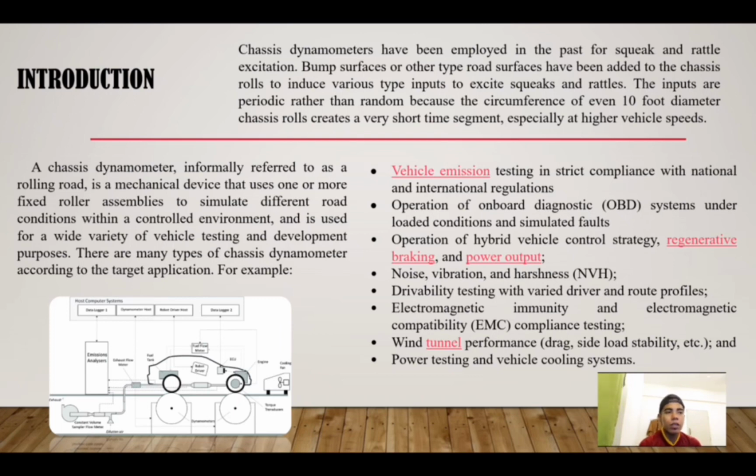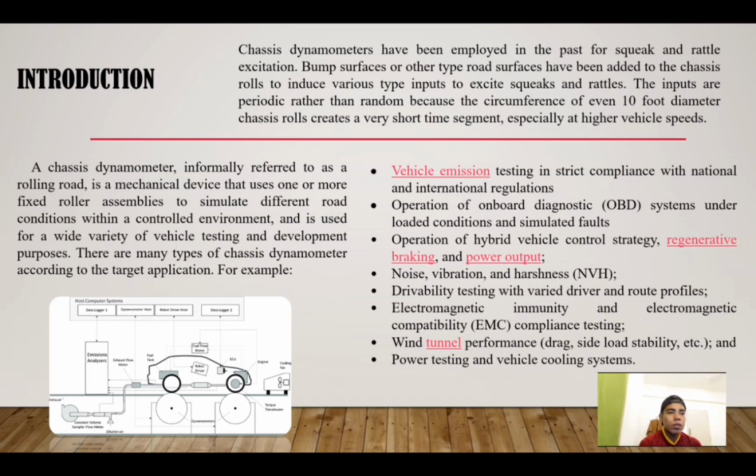For example, for vehicle emission, operation of on-board diagnostics, operation of hybrid vehicle control strategy, for noise, vibration and harshness, and also for drivability testing with various driver and road profiles.